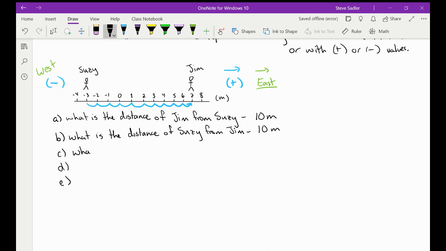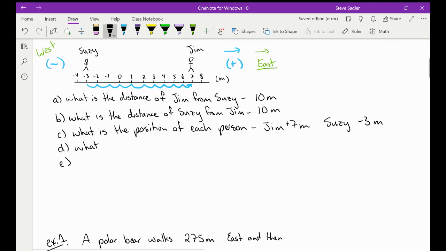What is the position of each person? So we know that Jim is at positive 7 meters, and Susie is at negative 3 meters. So that's their position according to this number line here, this scale we have at the bottom. Let's scroll up a bit.